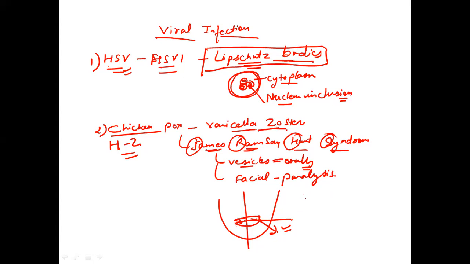First of all, we'll write over here James Ramsay Hunt syndrome. First is vesicles, then generalized facial paralysis, then third is pain. Just remember these things, right? So these three things happen in James Ramsay Hunt syndrome.